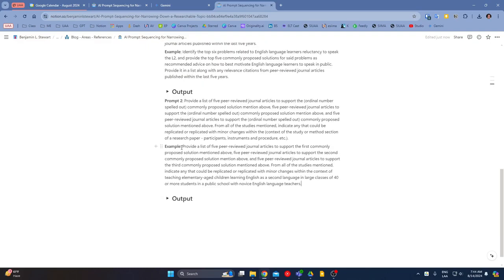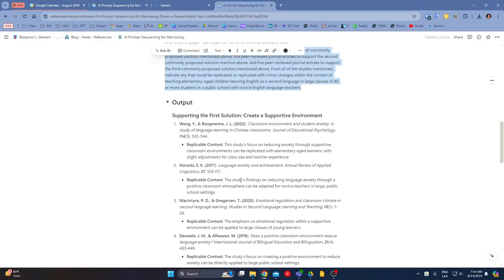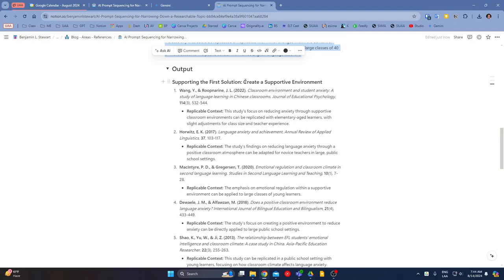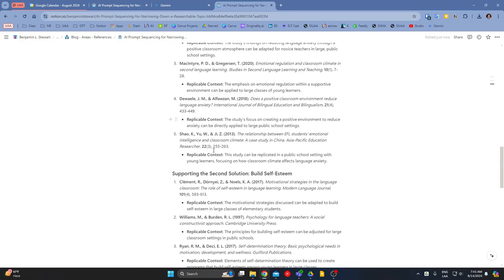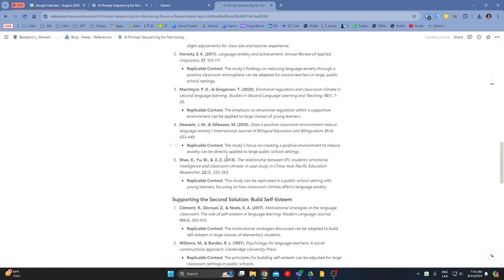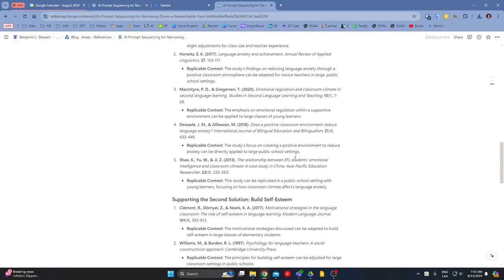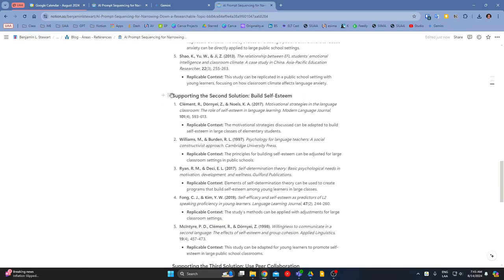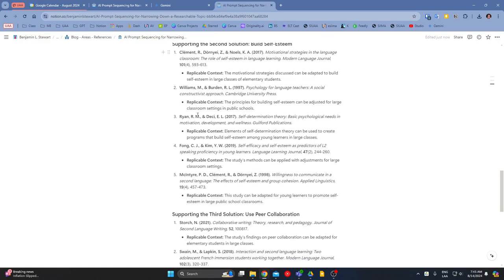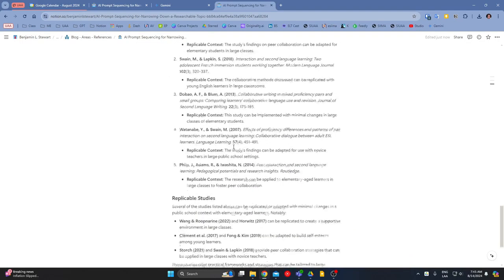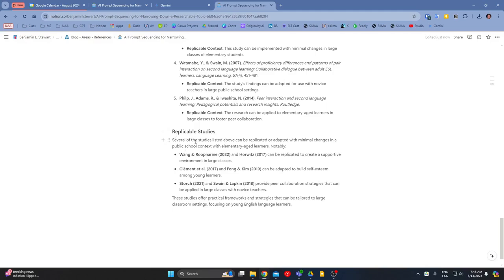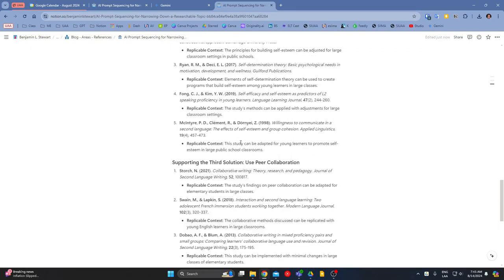So here's my second example. This is the output that I got. Here I have the first solution, and I have 5 studies. Not all of them are within the last 5 years. So again, this could be a crapshoot. You might get all the studies within the last 5 years. You may not. Here's the second key solution that I mentioned, and the studies, and the third solution, and the studies. And they have a section here for possible replicable studies.